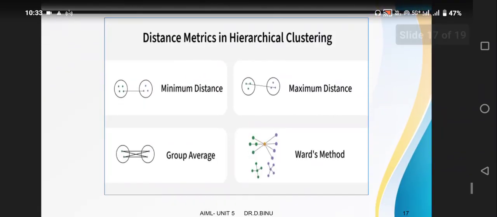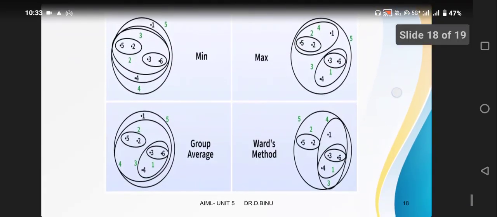Some of the distance metrics used in hierarchical clustering are minimum distance, maximum distance, then group average. The last one is Ward's method. The distance measurement is represented in this illustration.